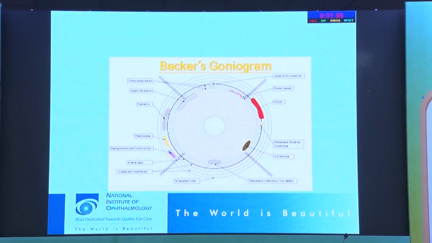So if we document the gonio findings this way, it will be useful in our clinical decision making, because with the coming of mixed surgeries, classification of glaucomas and other things, gonioscopic documentation and following it up is important, especially in an institute where multiple glaucoma specialists are seeing the patient. So it is a good thing to document the gonio findings for future reference, and it is indispensable for the management of glaucoma.